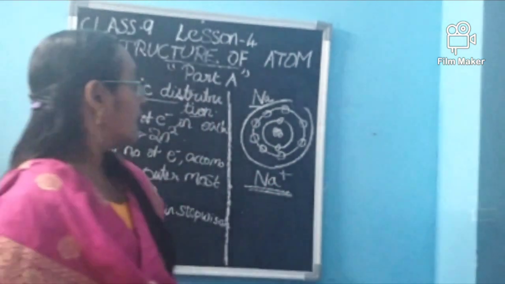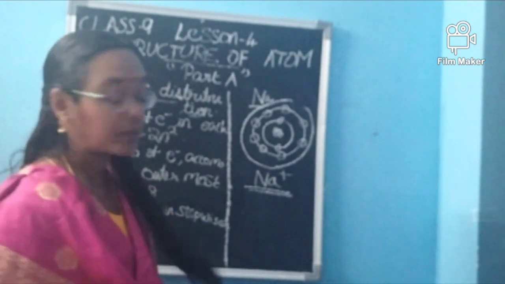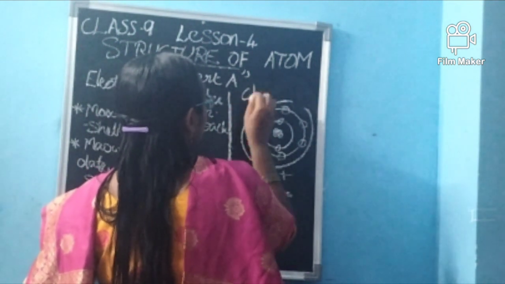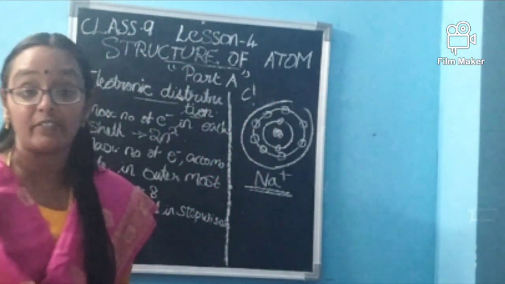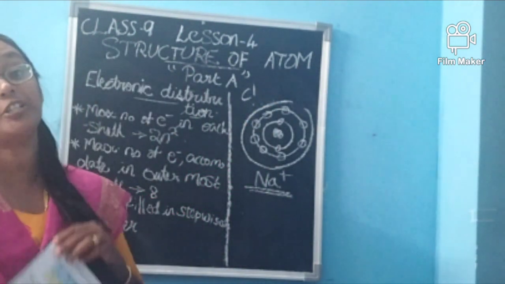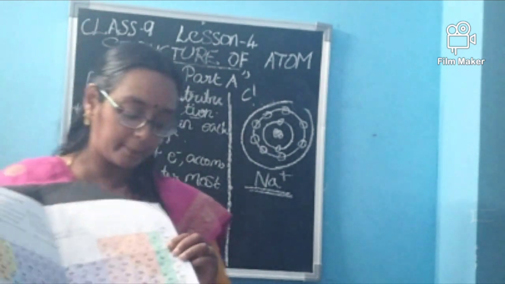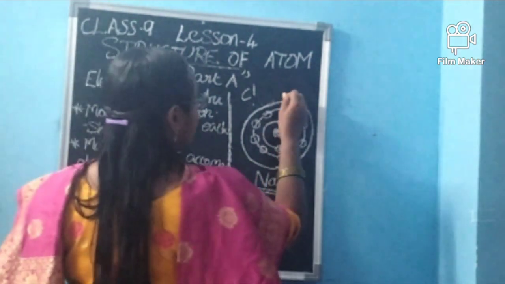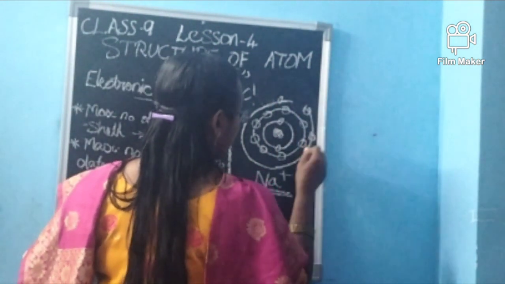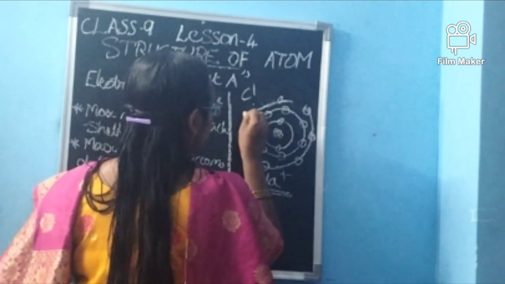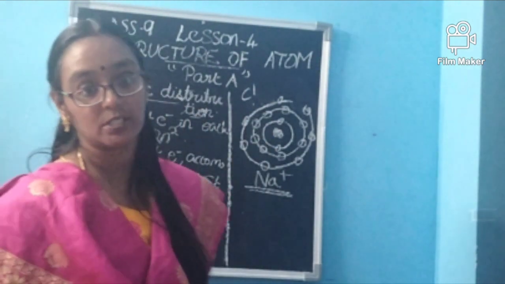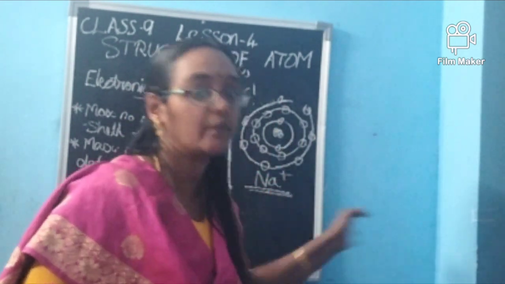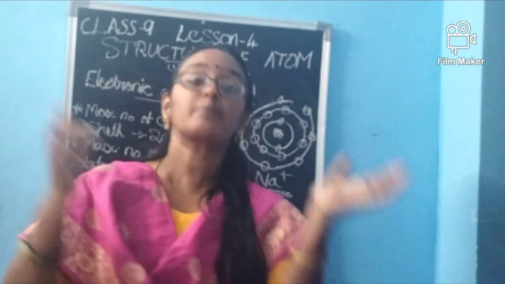Okay? Similarly, chlorine, Cl. Chlorine has atomic number 17. Which means it has 1, 2, 3, 4, 5, 6, 7 electrons in its outermost shell. It has to either accept one electron or lose these 7 electrons. What will it do? It will accept one electron.